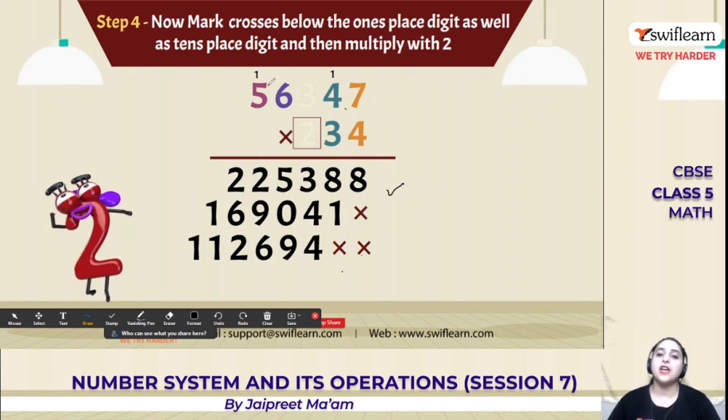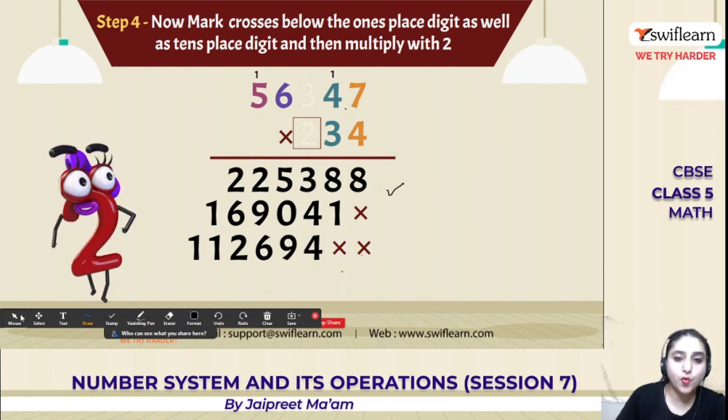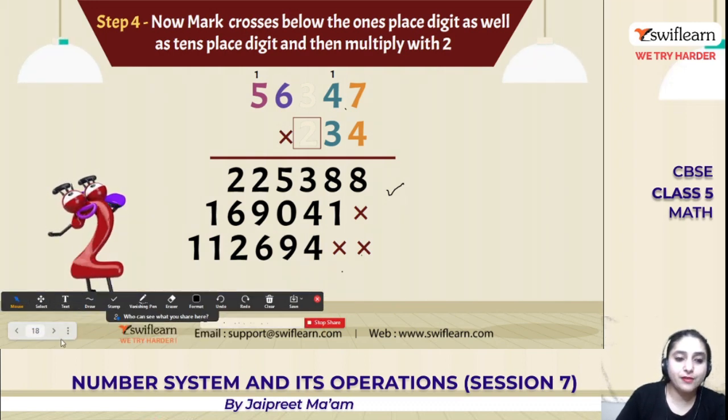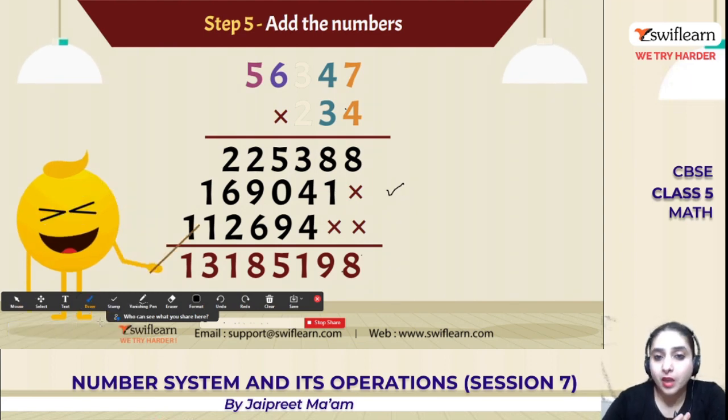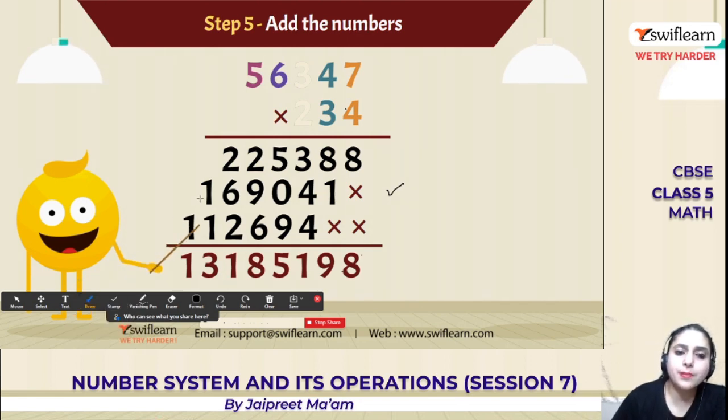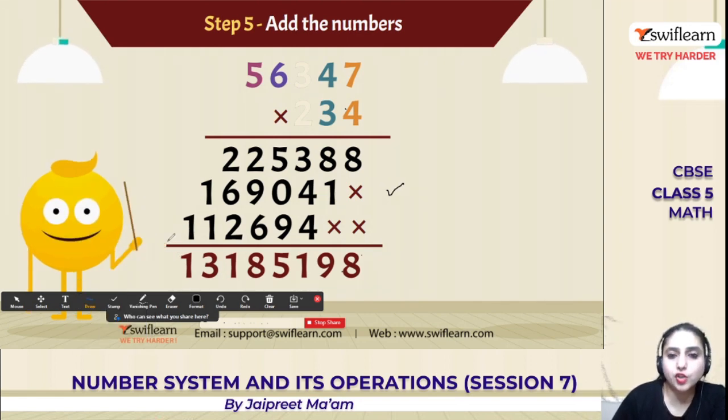And 2 times 5 is 10. And plus 1 makes it 11. And please don't forget to erase the previous carries, otherwise your question will go wrong. Now the next step is simply you have to do the addition.